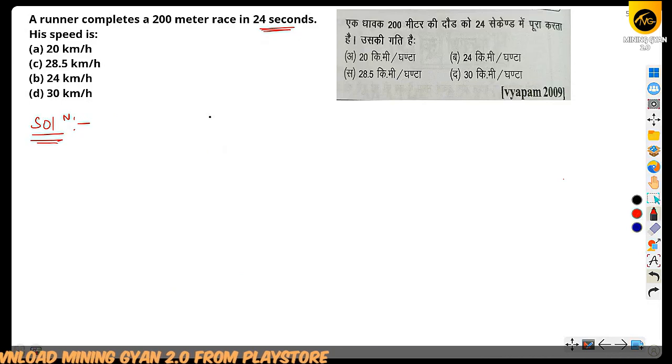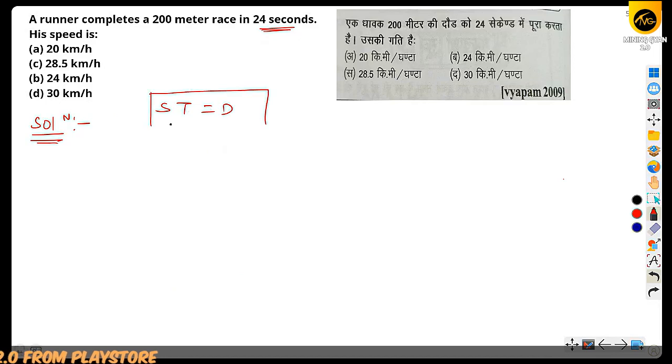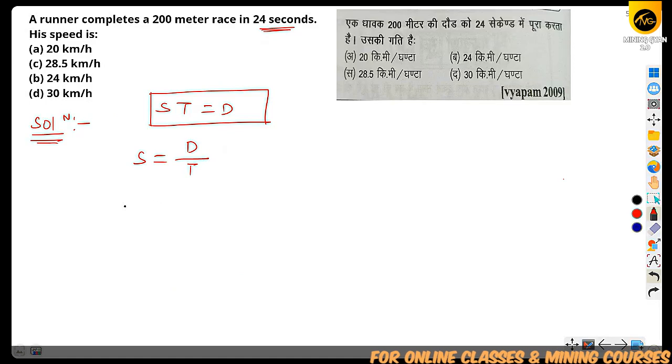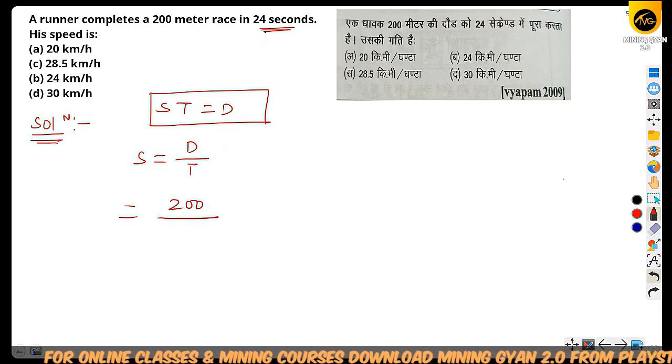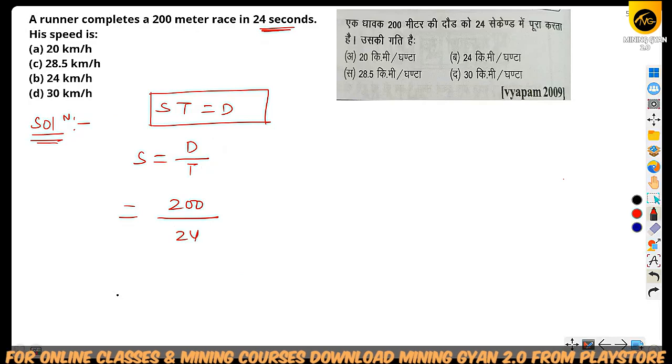So the formula is STD. ST is equal to D. This is the basic formula. Just remember STD to simplify the formula. Now you can find out S, which is speed, equal to distance divided by time duration. And what is the distance? So basically distance is 200 meter. So 200 meter divided by time duration, which is 24 seconds. So the unit is meter per second.